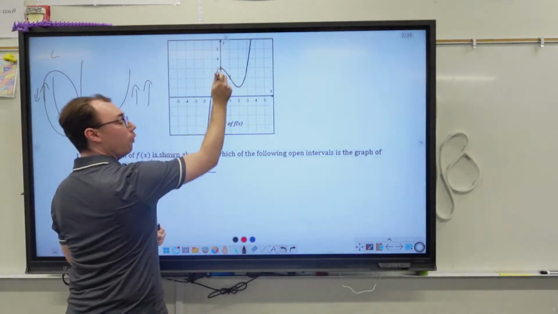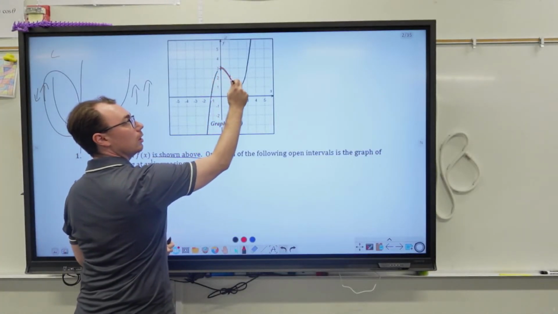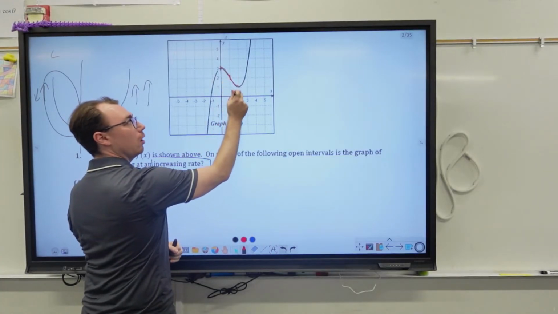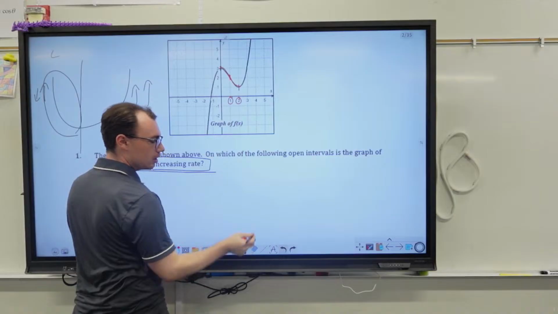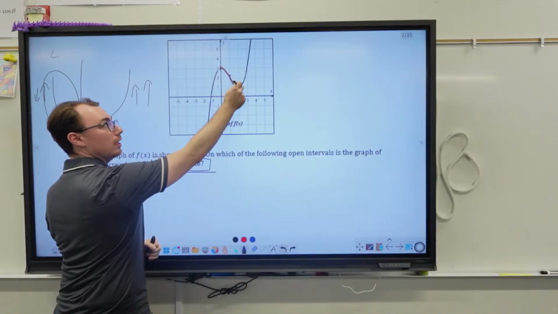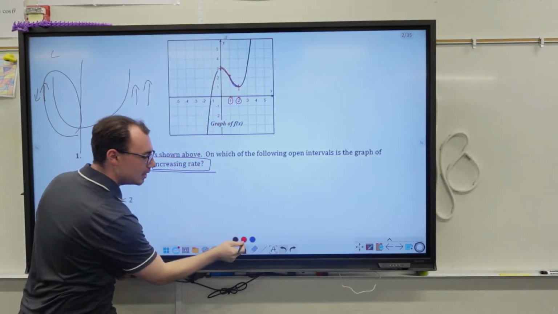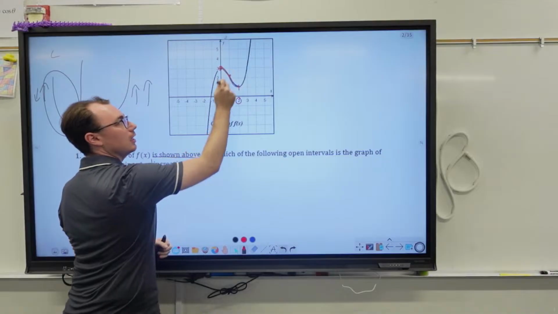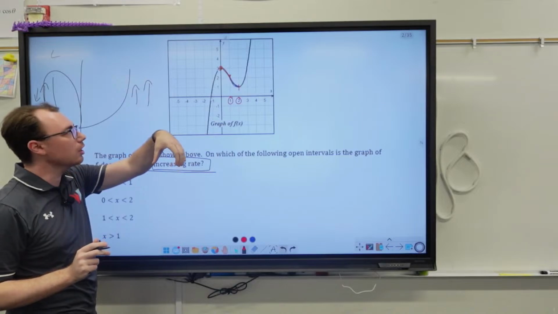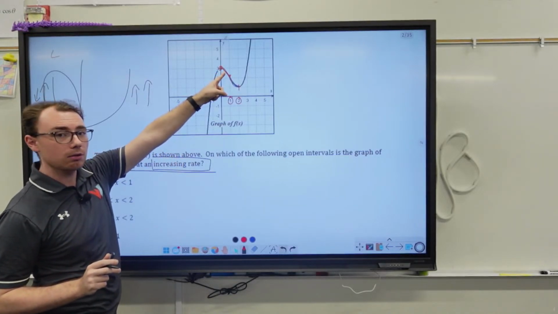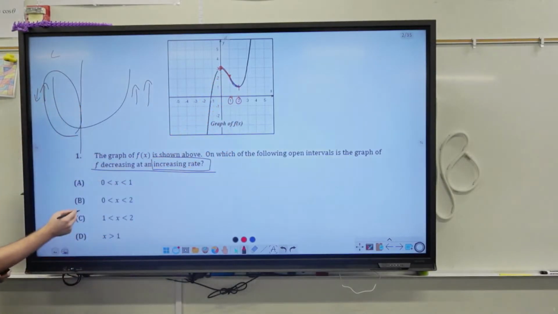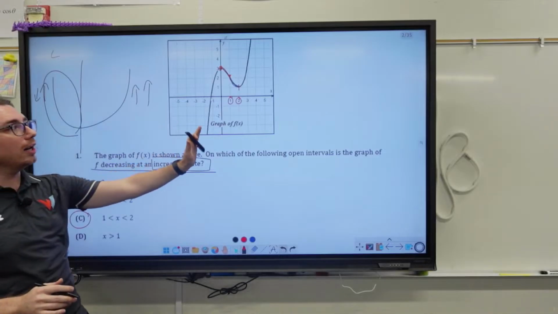It's not the full length of this interval here, because this section of the graph from x is 1 to x is 2, for this small section of the graph, it is concave up. So it's decreasing at that increasing rate, but it's not going to be from here to here. In that section there, it's a concave down kind of section. So this is decreasing at a decreasing rate. The only section where it's decreasing with an increasing rate is going to be C from 1 to 2.